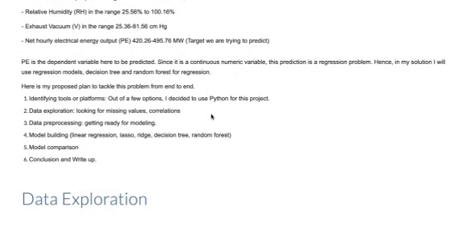Brief plans. First of all, I would be using Python for this project. And second, before I start modeling, I will do data exploration just to make sure I fully understand the data and the variables, what type of variables they are, whether there are any missing variables, what the correlations are among all those variables, and how their relationship is with the dependent variable. And then I will move on to data processing and get ready for modeling.